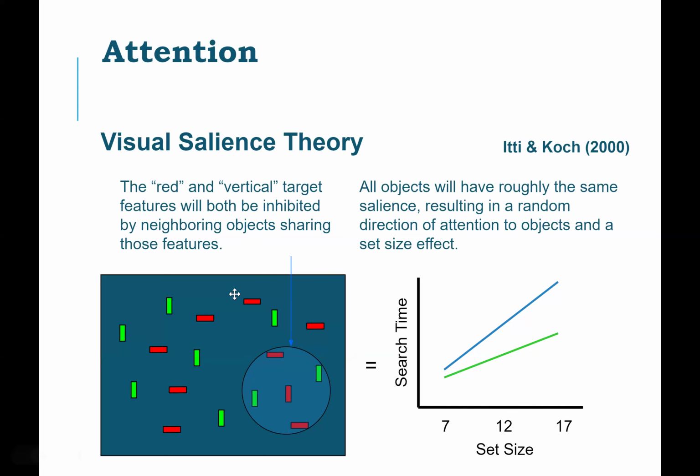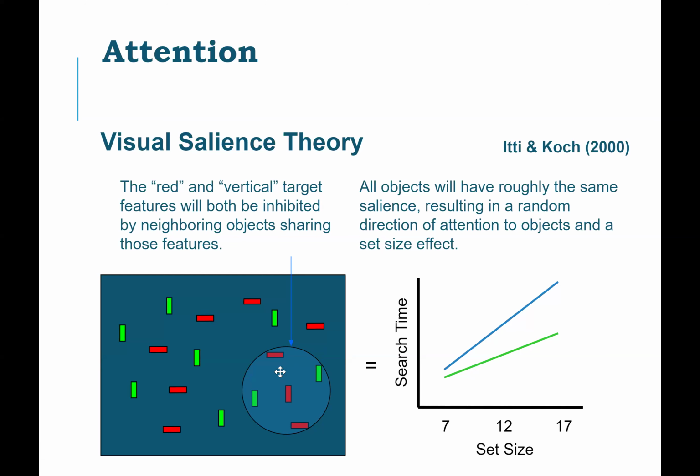For example, if you go ahead and change these three red bars to green, what would happen to the saliency of this object? It's going to go up, at least locally. There are still a lot of red horizontal bars in other parts of the scene, but in this part of the scene, it would be salient if I changed the color of these two objects to green.